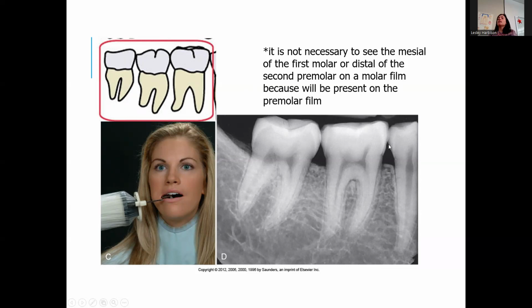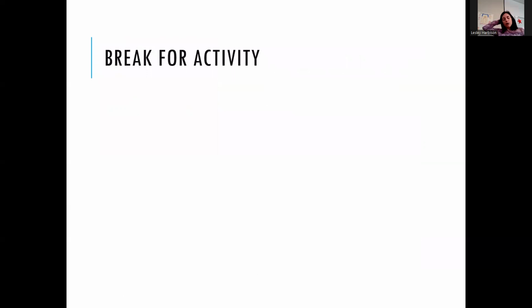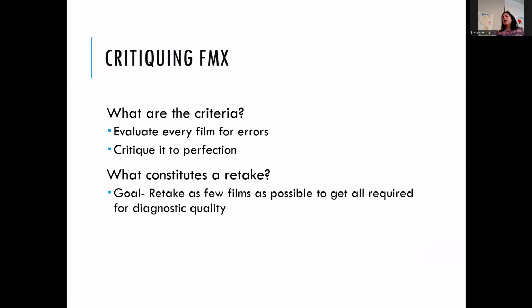So here you have the mesial of the first molar, which is great, but if you didn't have it, if you cut it off because you're centering the second molar, then you likely have it in the premolar shot.